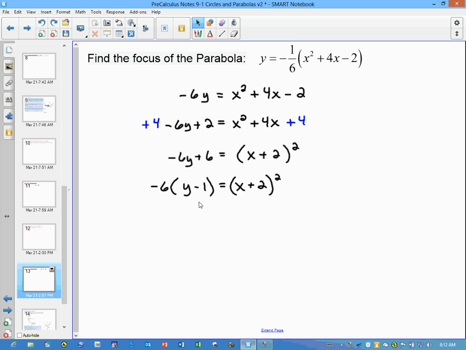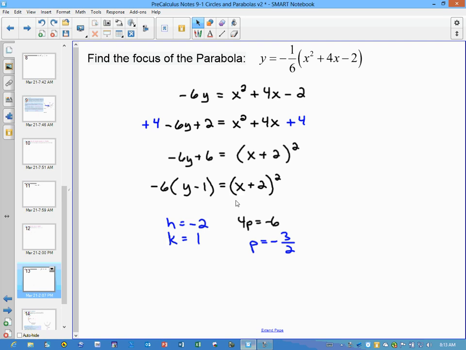The value of y that causes that to be 0, which is going to be k, is positive 1. And then I can set up the equation, negative 2 and positive 1 for my h and k. Then I can set up the equation that 4p, from our model, is equal to whatever this number that we had to factor out is. So 4p equals negative 6. Divide through by 4, you get p equals negative 3 halves.